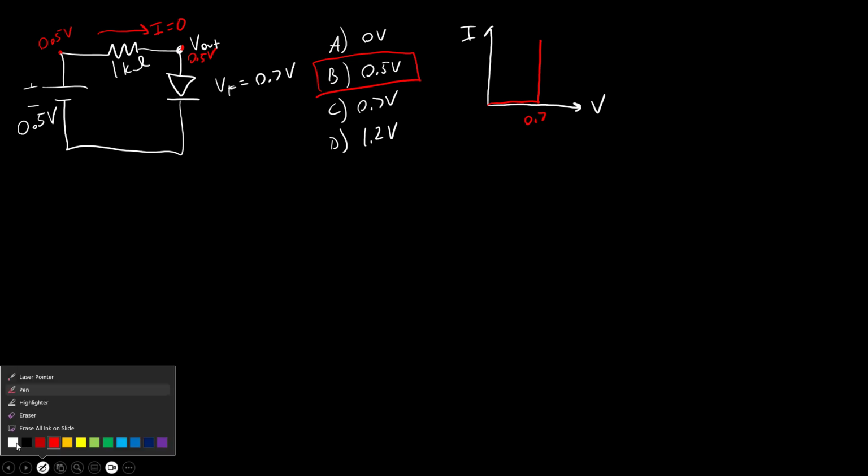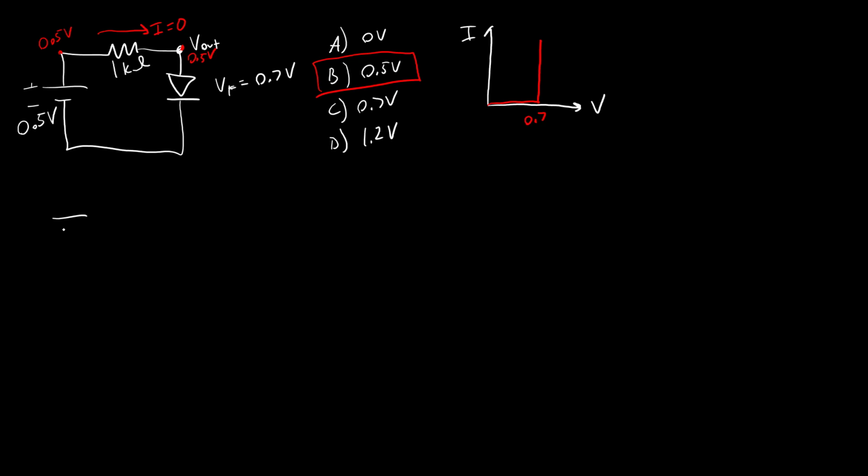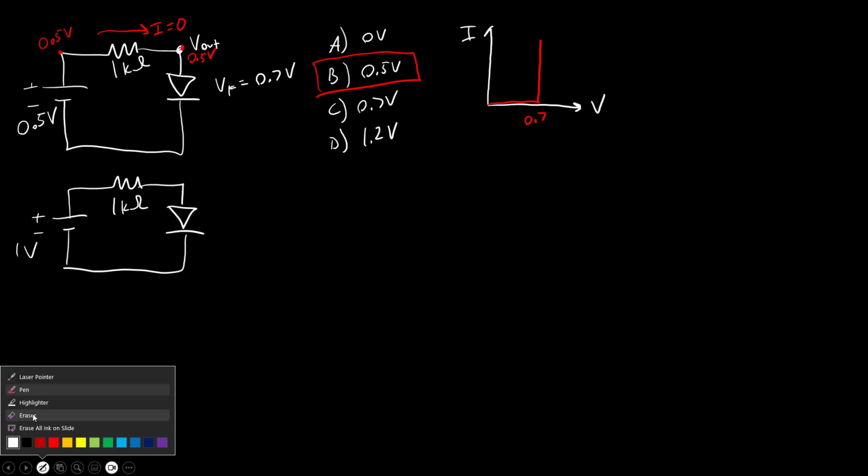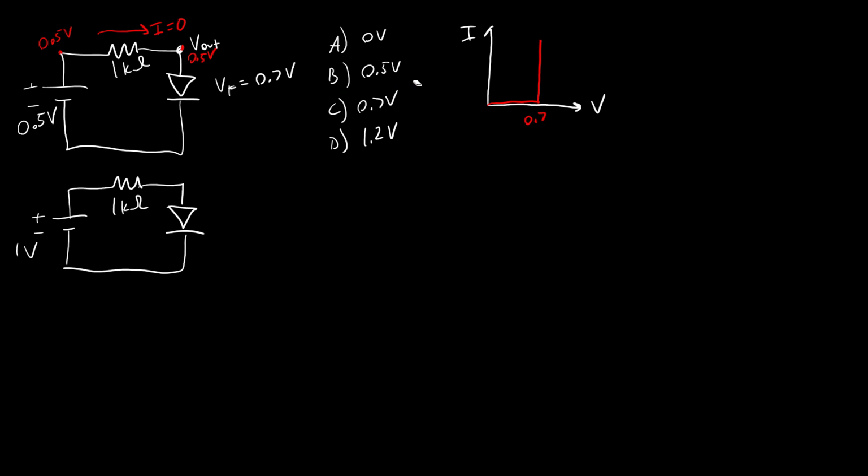Now let's ask what happens, okay, if this voltage goes up to, say, 1 volt. I have the same circuit. I have my diode, I have my 1 kilo ohm resistor. I'm just going to erase here, okay, and ask the same question. The diode still has the same physical property of the forward voltage drop is 0.7 volts. What is V out in this circuit? Again, go ahead and pause the video, think about it, and I will keep talking in a second for the answer.